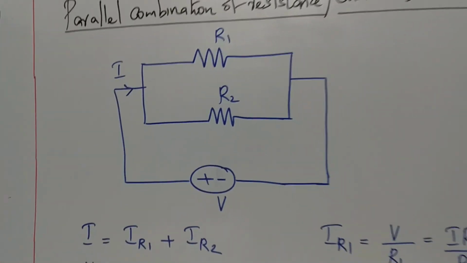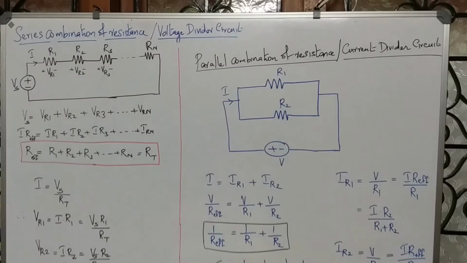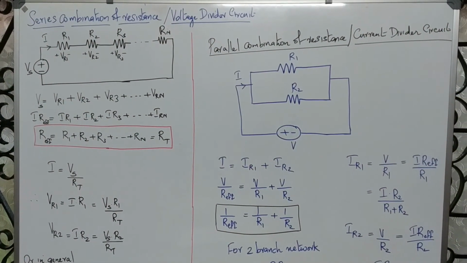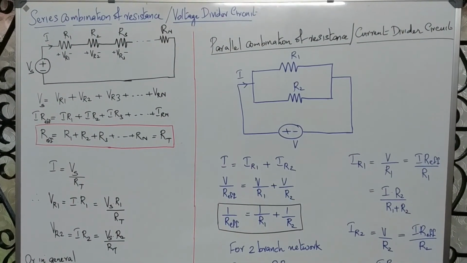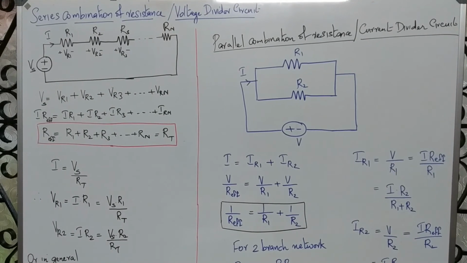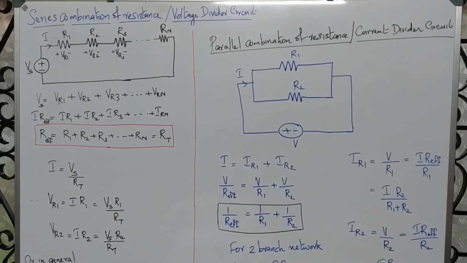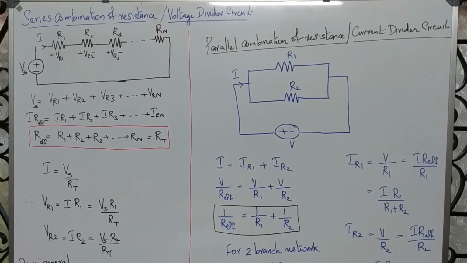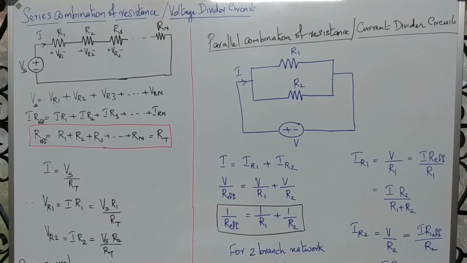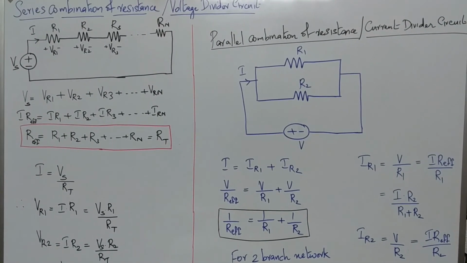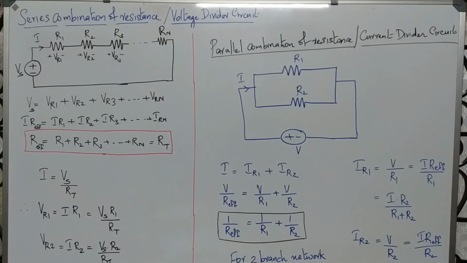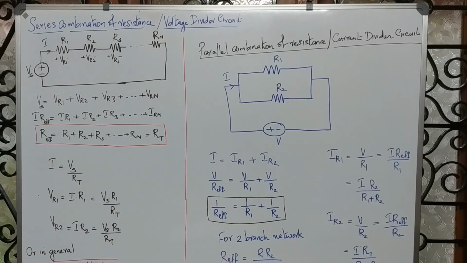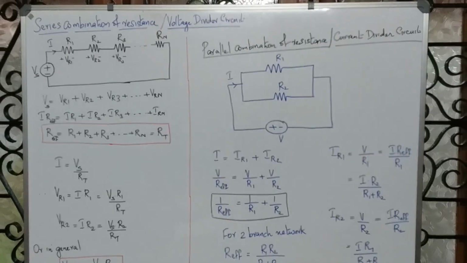So, these two are very important circuits. If it is a voltage divider circuit, the current flowing through it will be the same throughout. It's the voltage which gets divided. If it is a current divider circuit, then the voltage will be the same for all the branches. It's the current which gets divided. So this is a very important topic which you'll have to understand and learn very clearly.